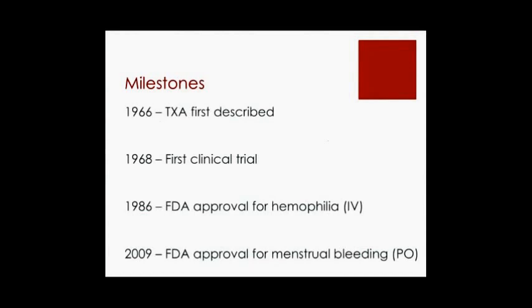Milestones in terms of dates. TXA is definitely an old drug, okay? First described in 1966, and it had its first clinical trial in menorrhagia in 1968. The FDA approved its IV formulation in use pre-dental extraction in hemophilia patients. And in 2009, it was approved for menstrual bleeding by PO.